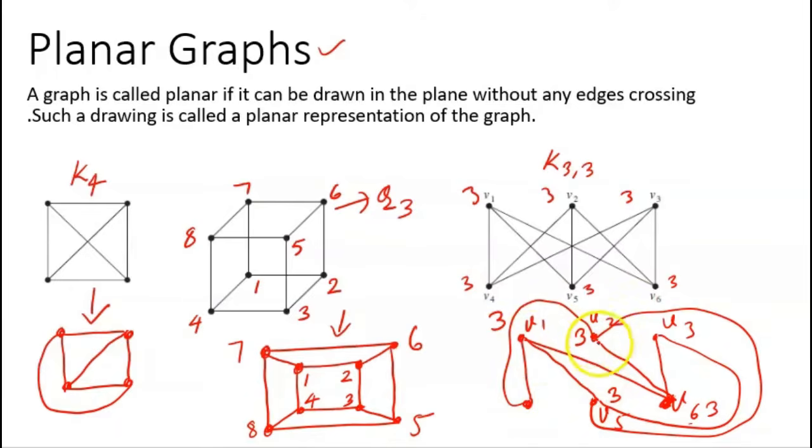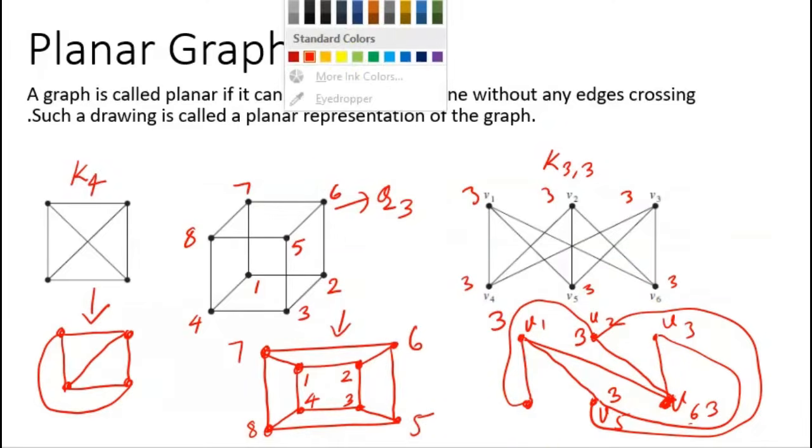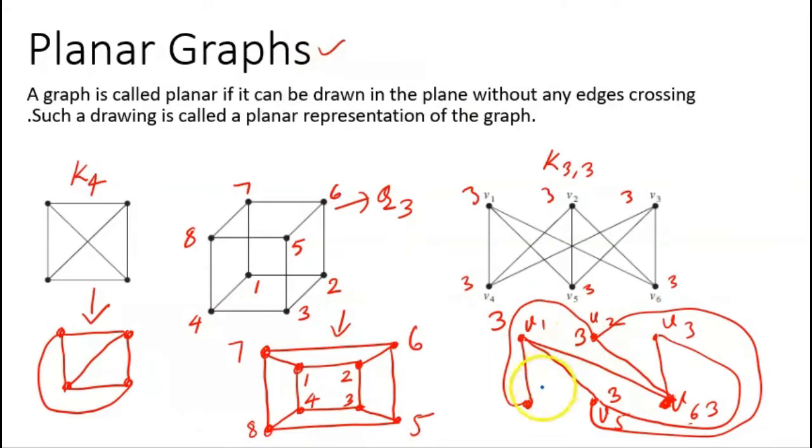So 3, 3, 3, 3. Now this vertex is of degree 2 and this vertex is of degree 2. It means I need to join this vertex and this vertex, and I want to avoid any crossing. So now the question is, take a pause, can you avoid the crossing? You can't avoid the crossing, but you can certainly minimize the crossing. So what is the minimum number of crossings that will happen if I join these two vertices? Let me use a different color so that we don't miss the point. So I want to join this vertex and this vertex.